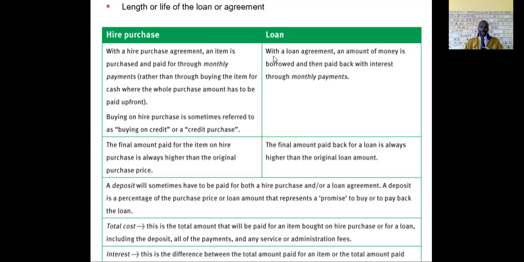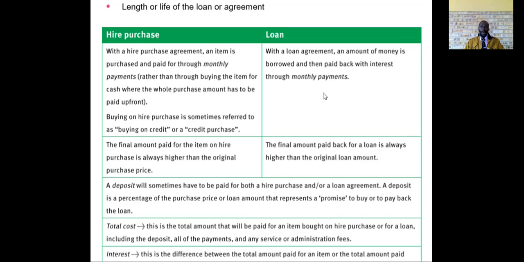Then, now next is loan. With a loan agreement, an amount of money is borrowed and then paid back with interest through monthly payment. So with hire purchase, you're buying a physical item for the most part, or you're buying something that you're going to use directly. You could buy a house on hire purchase, okay? You could buy a house, you could buy a car, you could buy a TV, you could buy anything on hire purchase. But with the loan, it's mainly on monetary terms.